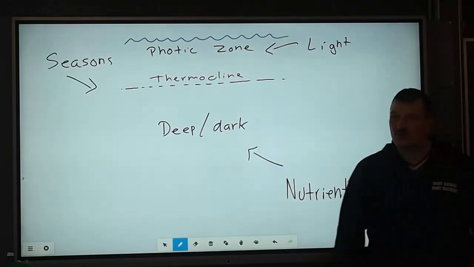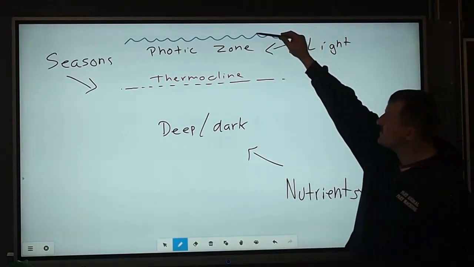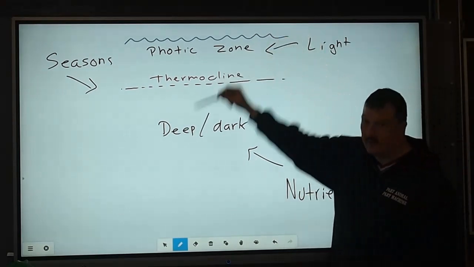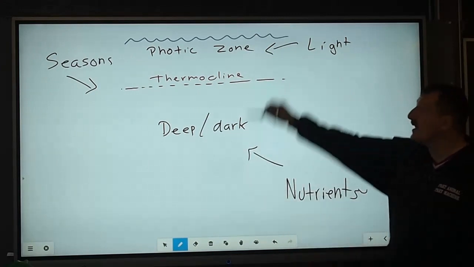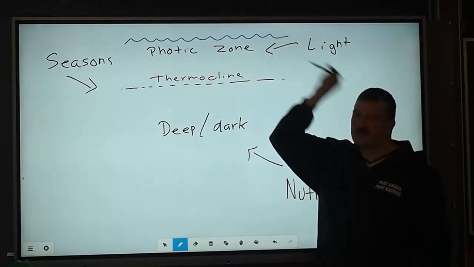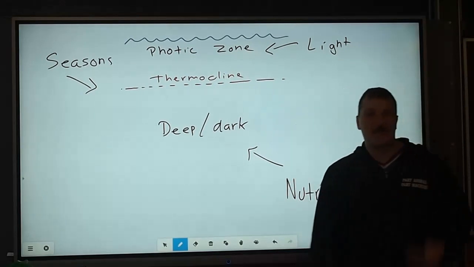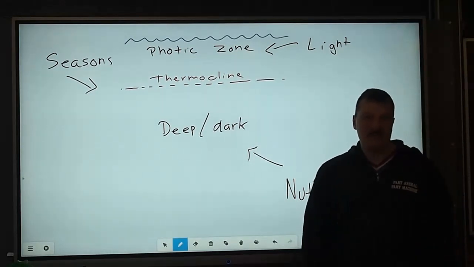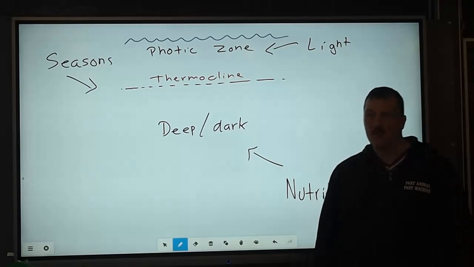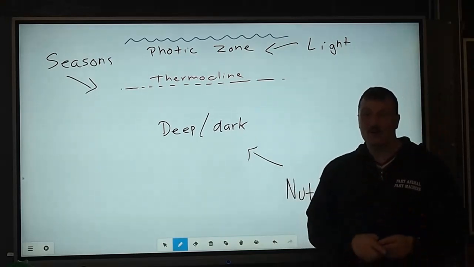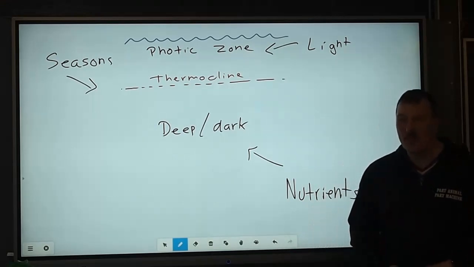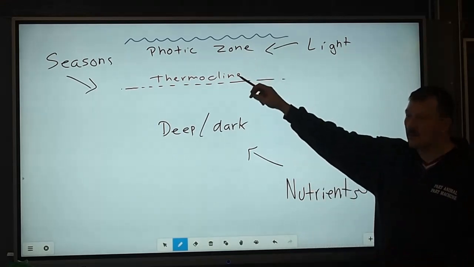So here I draw a very bad drawing of the ocean. We have the upper surface here, then we have the thermocline, this is during summer, and then we have the deep dark water. In the top here we have the photic zone, which is where light penetrates, and that can be 30, 50, maybe 100 meters. But much deeper than that, the photons will scatter, the light will be absorbed, and it will get darker.